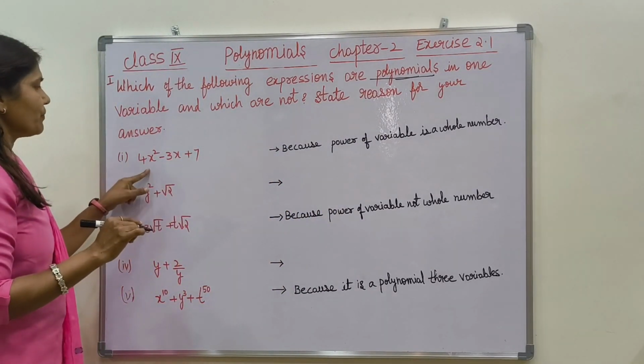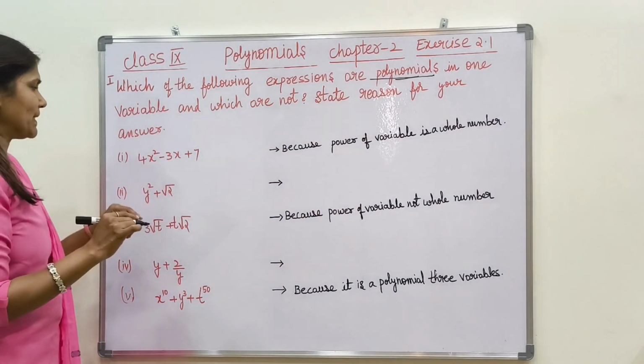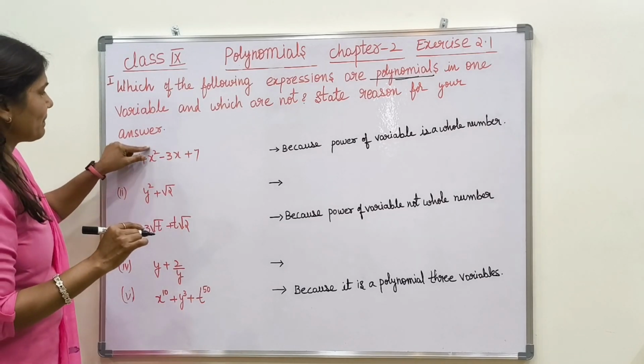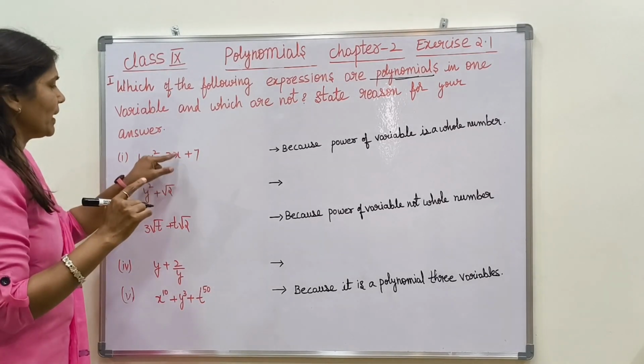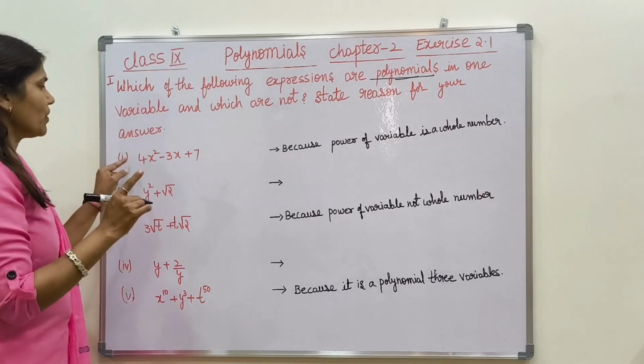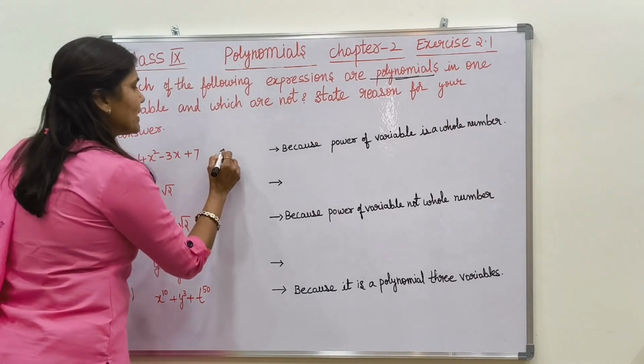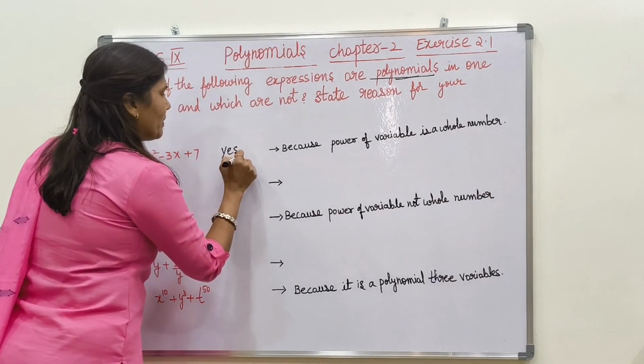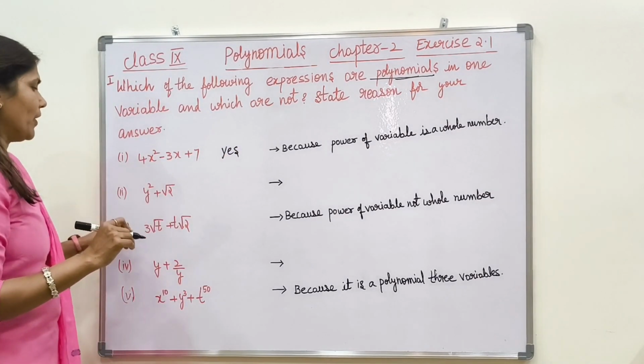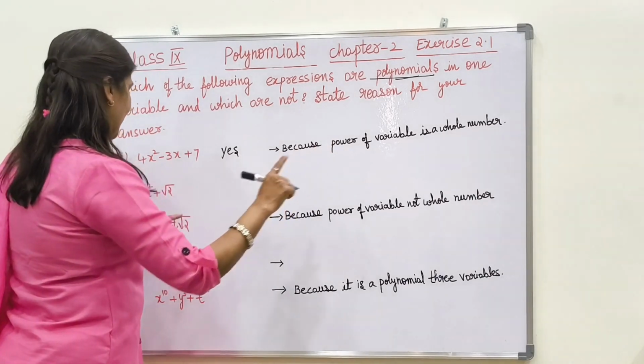See, first question: 4x square minus 3x plus 7. See here, what is the power of x? 2. It is a whole number. Here, nothing written means it is 1. So is this a polynomial or not? Yes, it is a polynomial. You can write yes, it is a polynomial. Next, we will see the reason later.